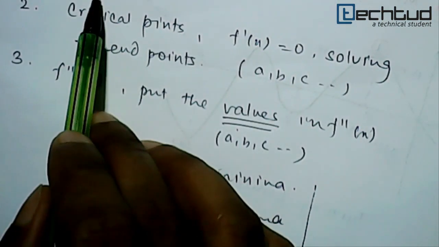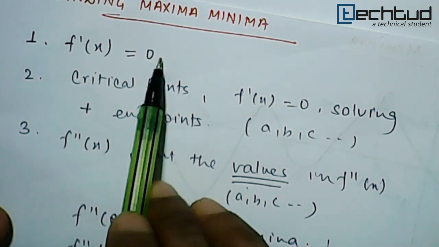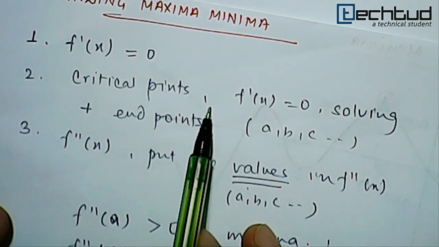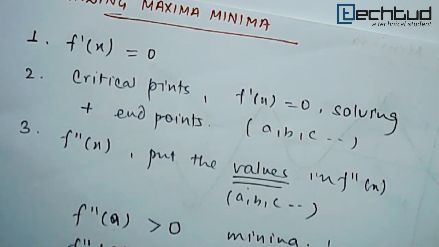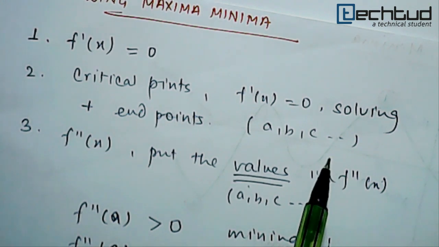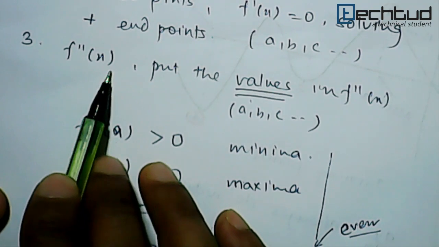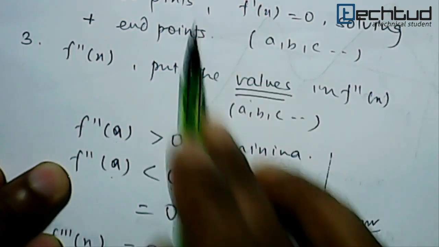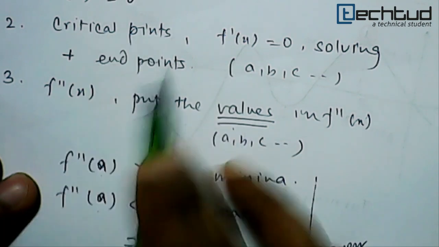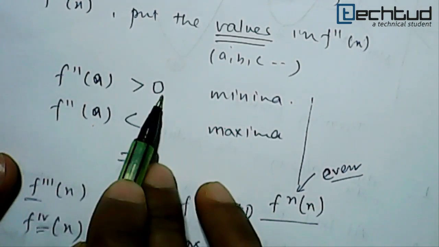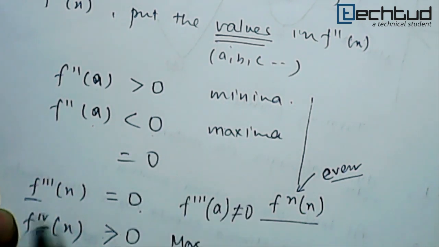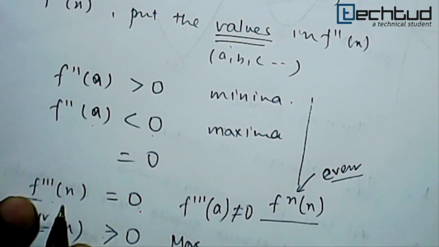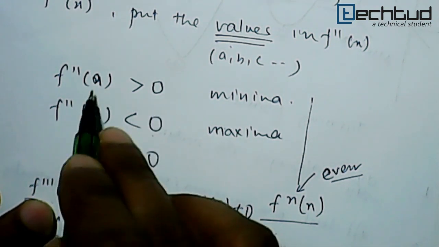We will first find f'(x), equate it with 0 and find the critical points, and we will include the endpoints of the function, up to which the function is defined, in these critical points. Then we will find f''(x), and put in the values of the points which we calculated in the second step. So if f''(a) is greater than 0, it is minima. If less than 0, maxima. If equal to 0, then we will go ahead and find f3(x).